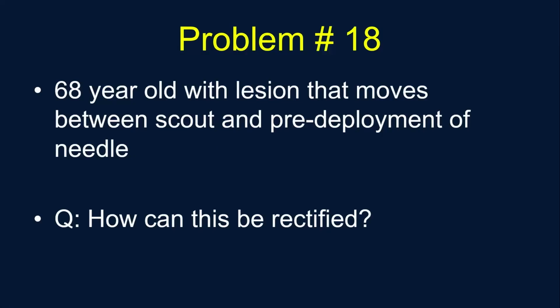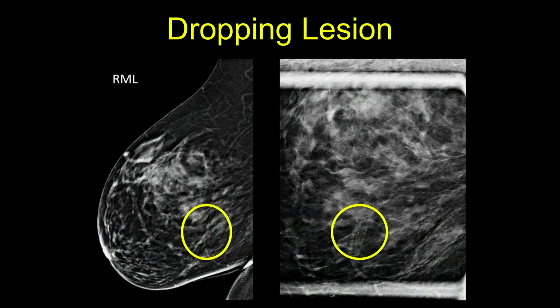Okay, problem 18, a 68-year-old with lesions that moved between the scout and the insertion of the pre-fire needle. It moved. So what are we going to do with that? Here is that example. A patient with calcification in the inferior breast.